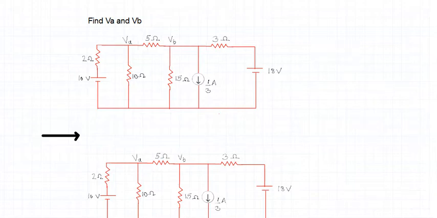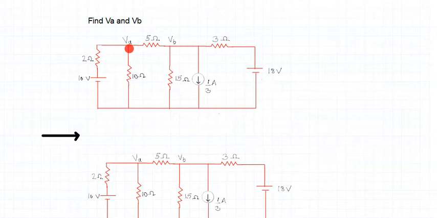So what does this circuit comprise of? It consists of independent sources, 10 volt and 18 volt, and there is also one current source of 1 by 3 ampere present in the network. When you apply nodal analysis, the very first step is to identify the nodes of the circuit. So what are the different nodes of the circuit?